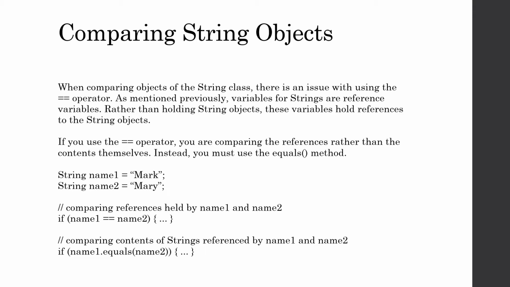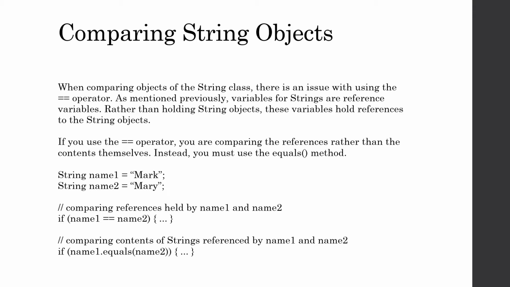As mentioned previously, variables for strings are going to be reference variables. What this means is that rather than holding the string object itself, so maybe like some phrase with a sequence of characters, instead the variables are going to hold a reference to the string object, meaning that they're going to hold some kind of address or some kind of location that specifies where we would go to find that string object.